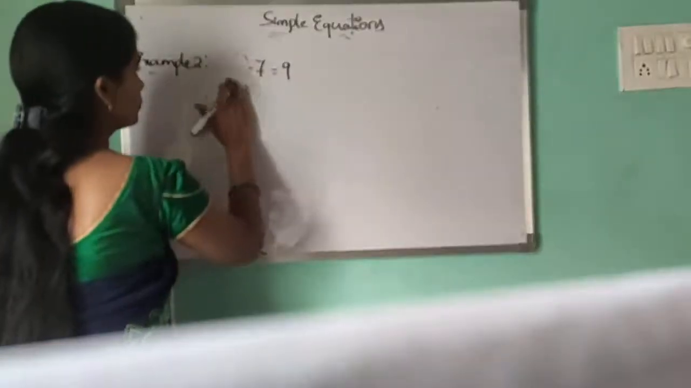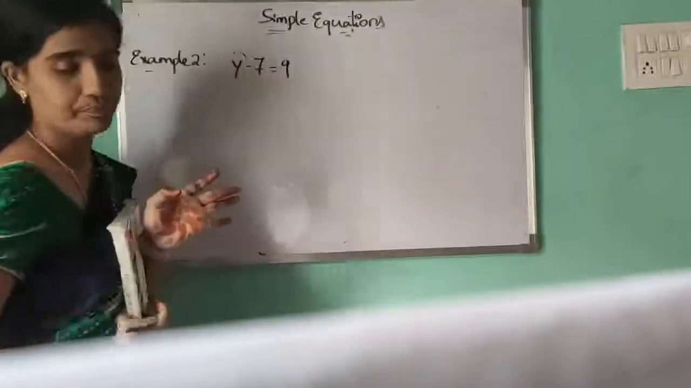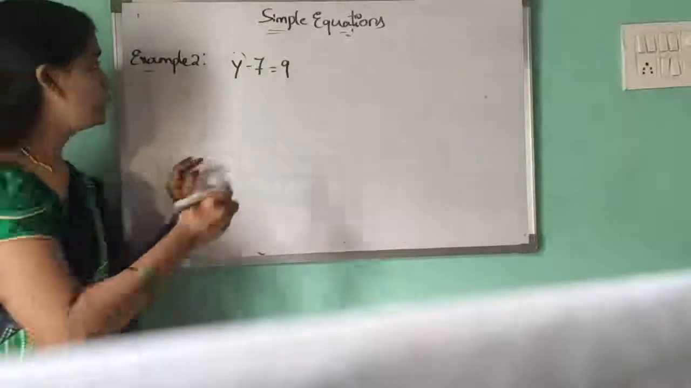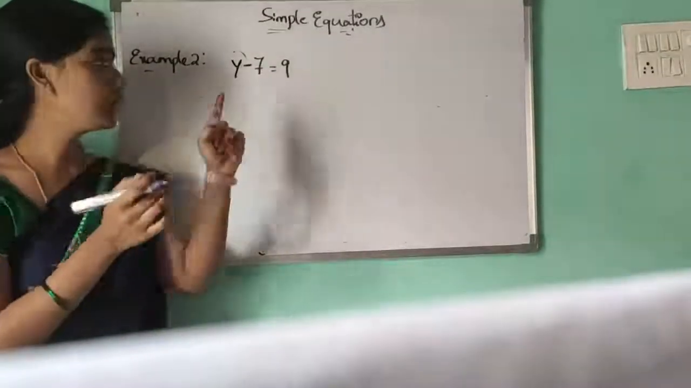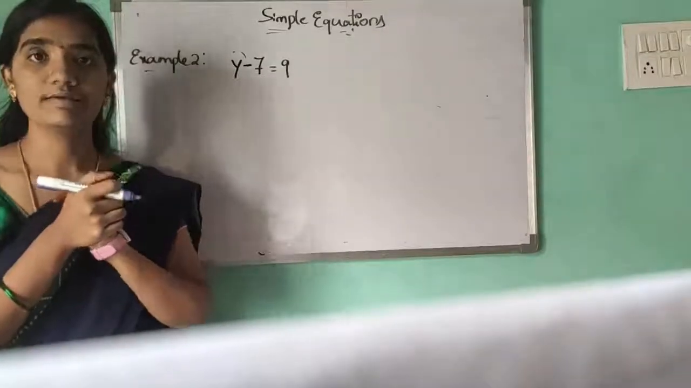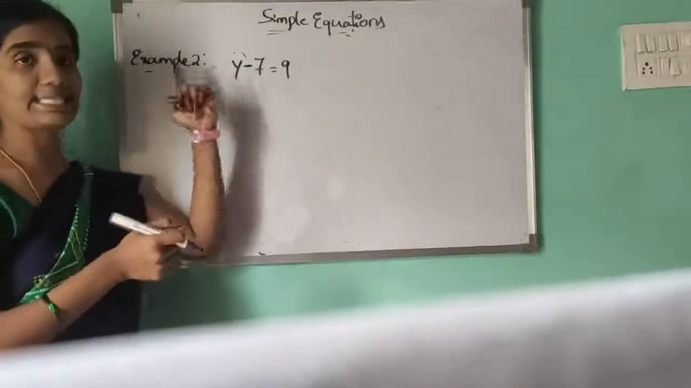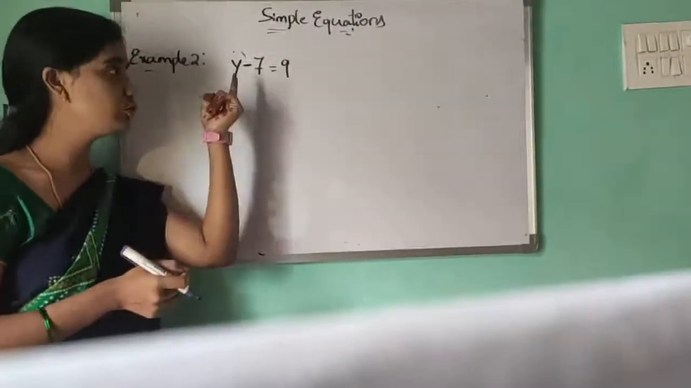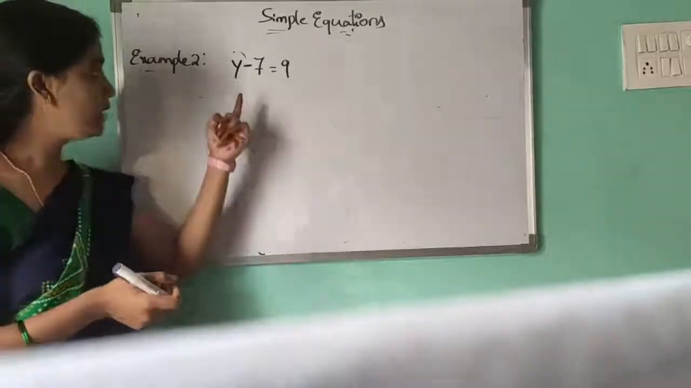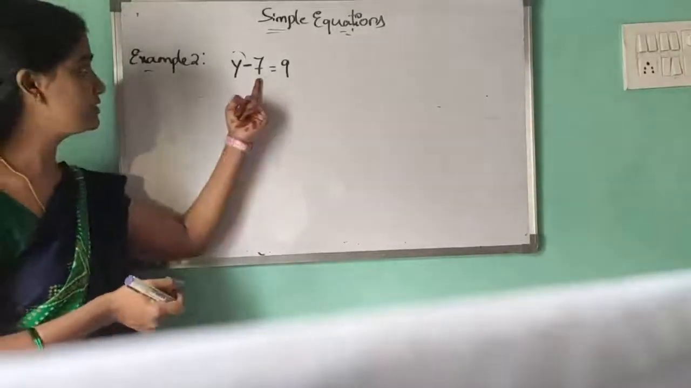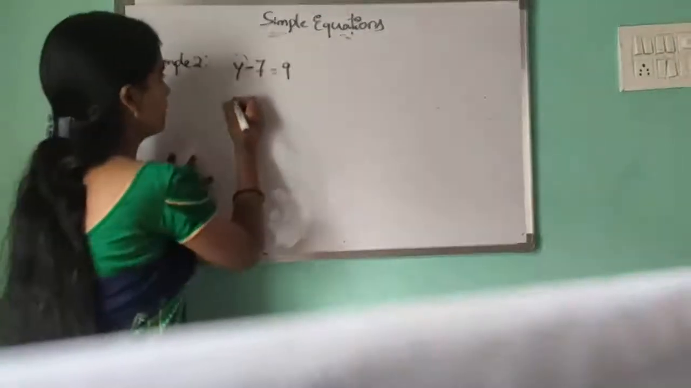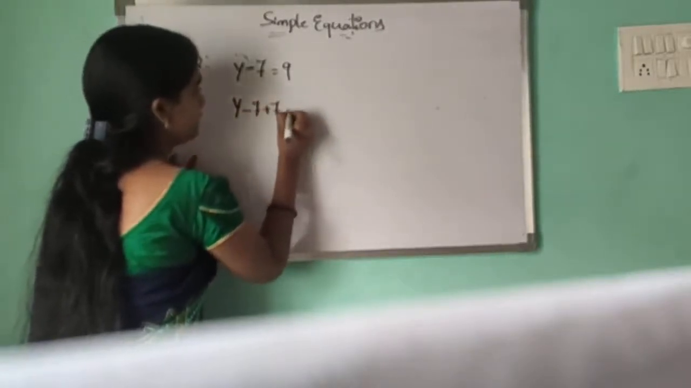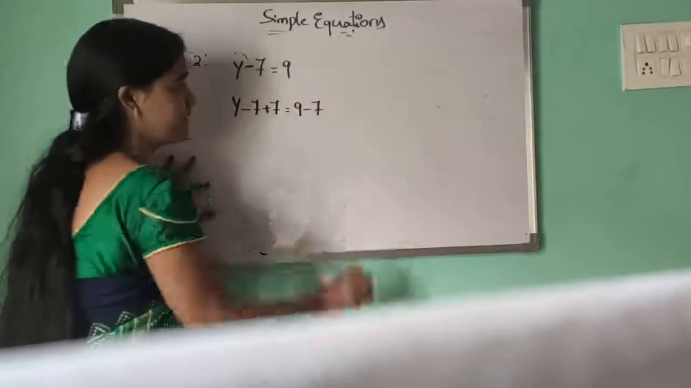So here, we will get the y value by removing the 7. To remove the 7, in which number is it adding? We add this number to remove this 7. So adding plus 7, the 7 is removed. So y minus 7 plus 7 equals 9 minus 7.